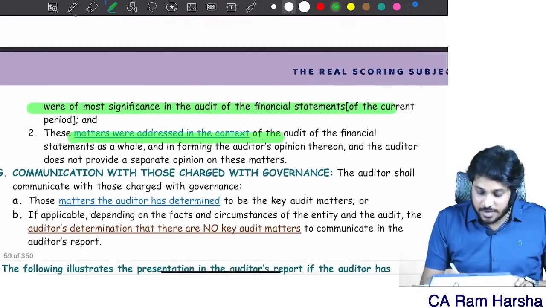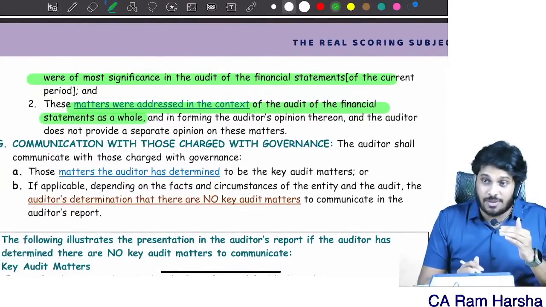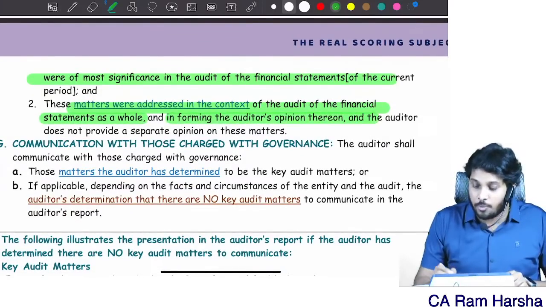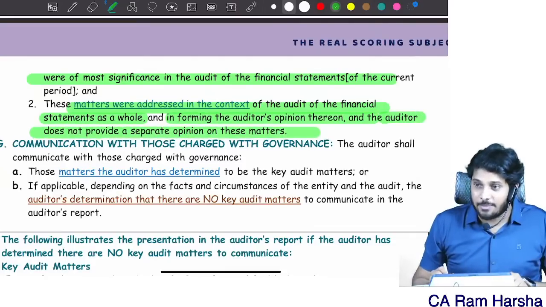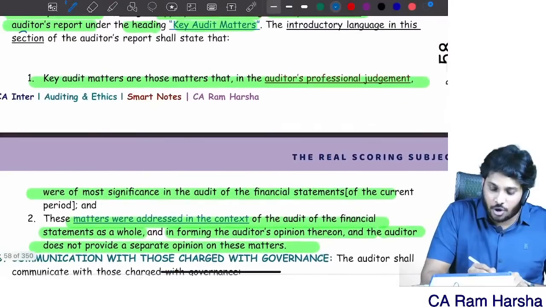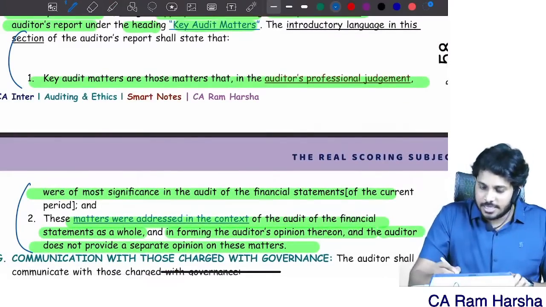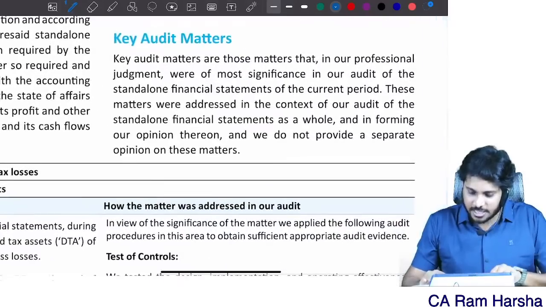And these matters were addressed in the context of the audit of financial statements as a whole and in forming the opinion, and the auditor does not provide a separate opinion. This is the introduction language in the audit report. In the audit report, this should be the introduction to the key audit matter. See, Tata Motors, they gave that introduction, you see.